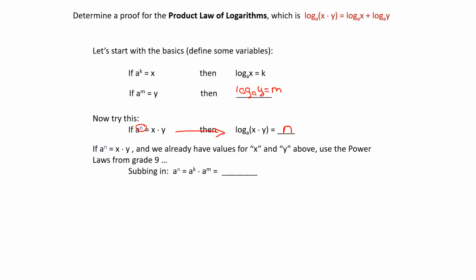Next, a to the power of n is x times y. We already stated that ourselves. We already have values for x and y up here. Here's x, here's y, and there's my x and y again. So a to the power of n equals, and I'm substituting right here.